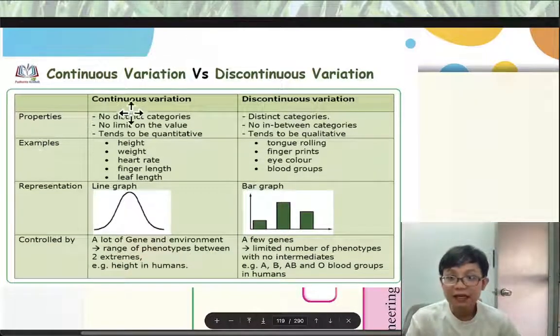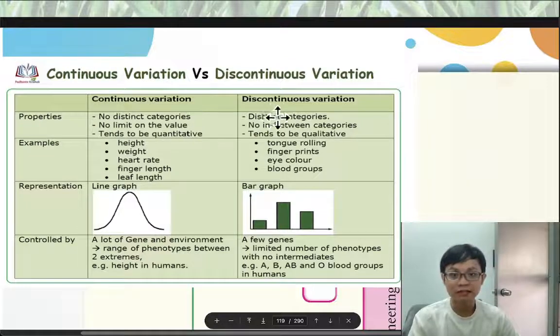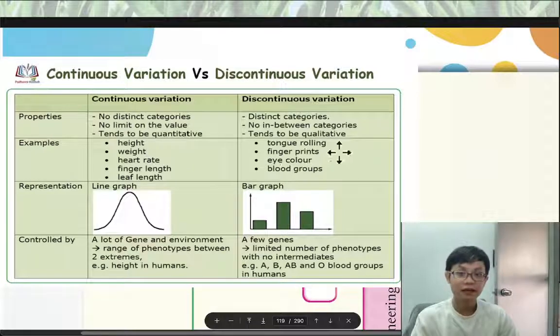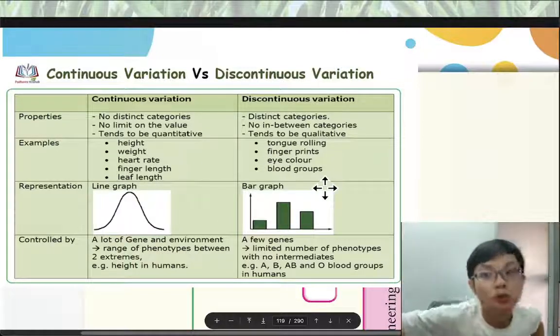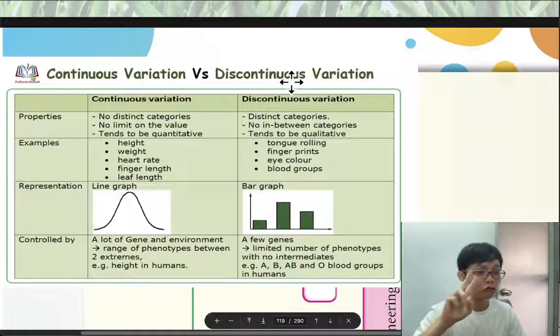We can see it here: continuous variation has discontinuous properties, there are no distinct values, and it tends to be quantitative, while discontinuous variation has distinct categories. So for the definition you get 1 mark, and then you just give one example. Examples like height and weight for continuous, and tongue rolling and fingerprint for discontinuous. So remember, it depends on what the exam asks, lah. Let's say it is 4 marks or 2 marks.